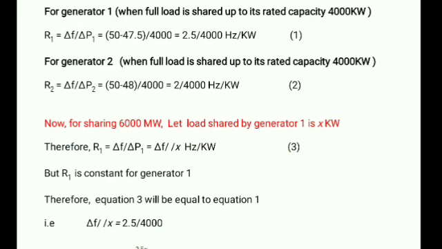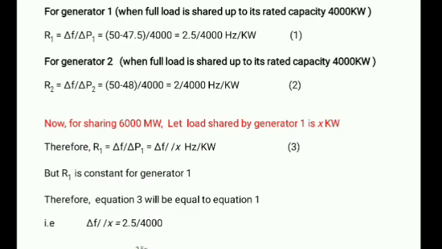Always remember, delta F is the change in frequency from no load to the full load condition. Fine. It is given 50 minus 47.5 divided by P1, the change in the load. The change in the load was from no load to the full load. Full load means up to its rated capacity, that is 4000. So it is to be calculated, it is equal to 2.5 upon 4000 Hertz per kW. This is equation number 1.